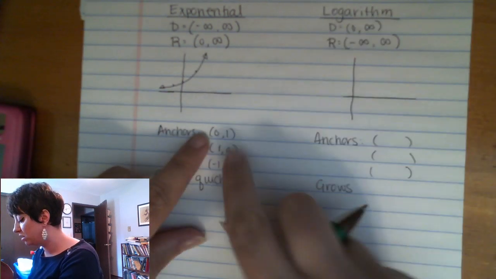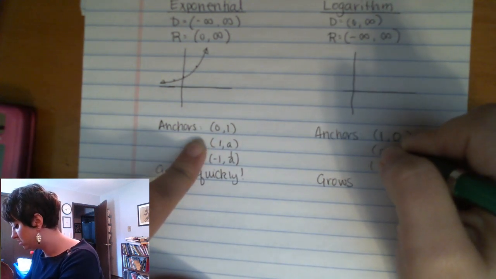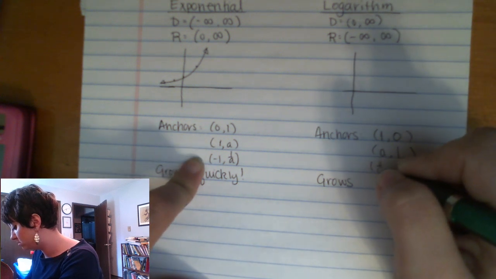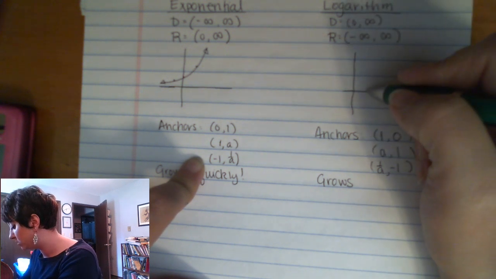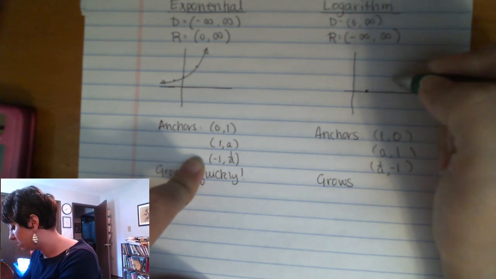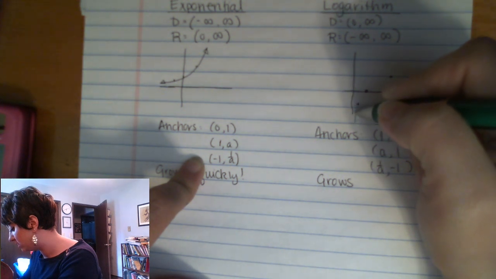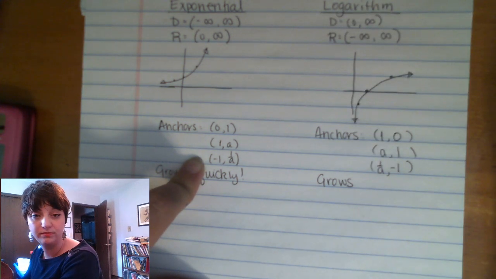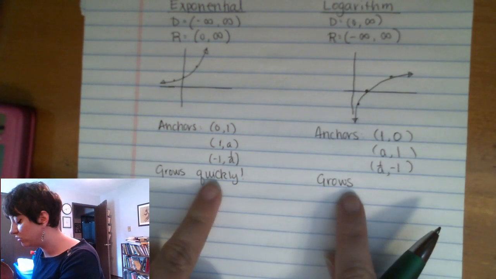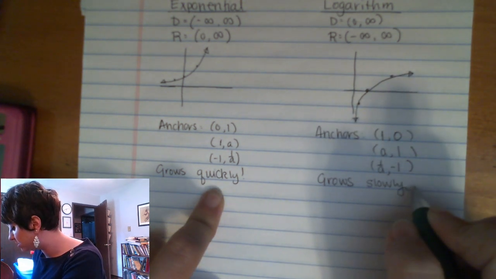The anchors, so instead of x, y, I'm going to use y, x. So 1, 0; a, 1; 1 over a, negative 1. So this is my logarithm. These, instead of growing very quickly, are going to grow very slowly.